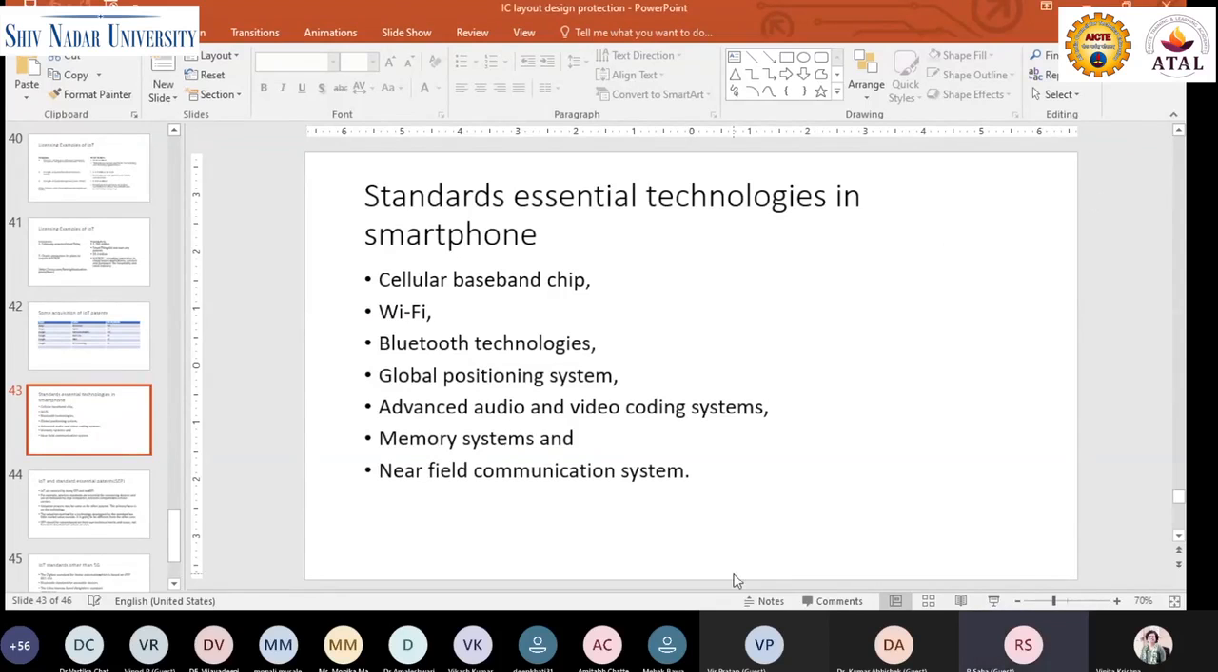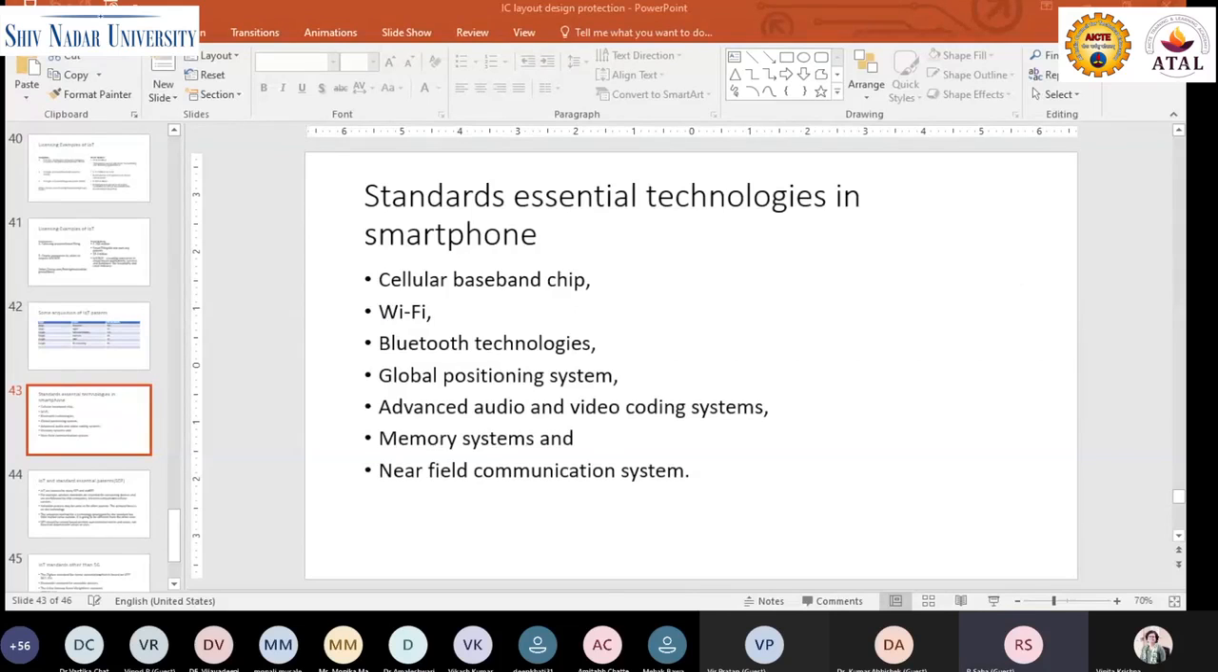In other cases it is the other way around. First you develop the standard, and then the technologies will come. Somewhere some interrelationship is there. But in this case, you look at all these things, whether you are looking at Wi-Fi, Bluetooth technology, GPS system, memory systems, near field communication system, and you'll be surprised. Can you go to the next page?